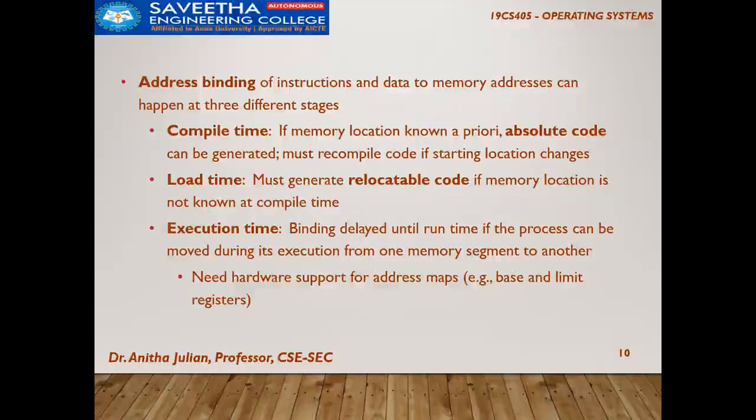So now in this address binding, the binding of the instructions and the data to memory addresses can happen in three different stages. As I told you, we are creating a variable, and then during compile time, if the memory location is known prior, absolute code will be generated, and then at the load time, it will generate the relocatable code, and during execution time, it will be run in whichever memory location it is expected to run. So that is the understanding. We have a compile time, load time and execution time.